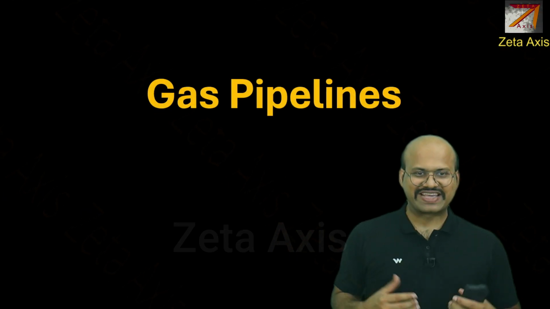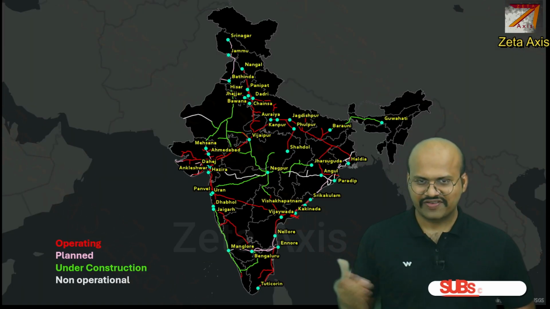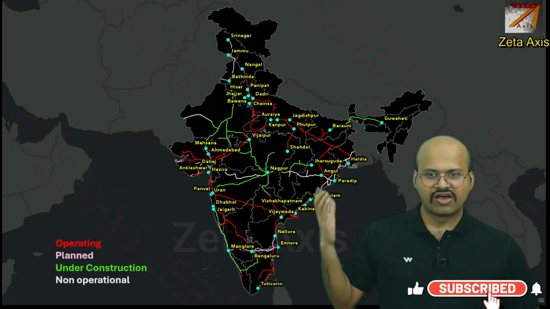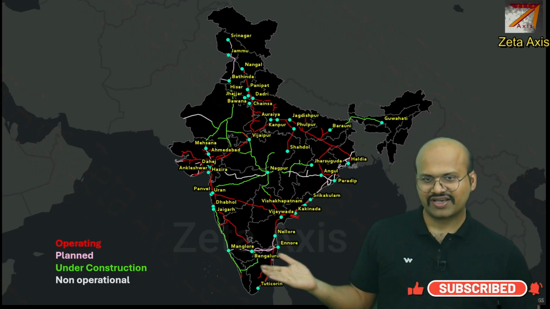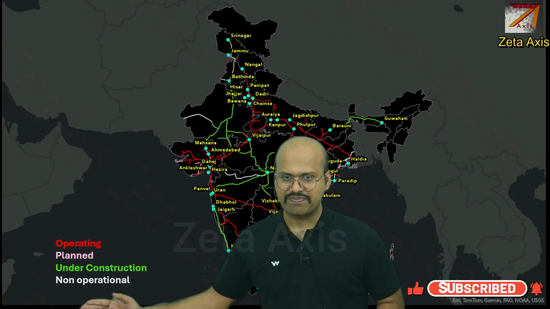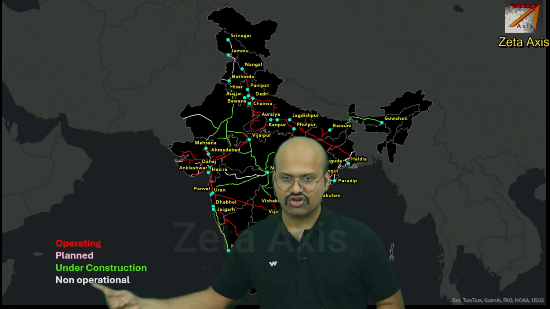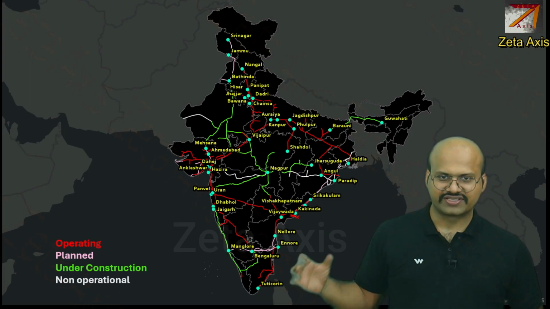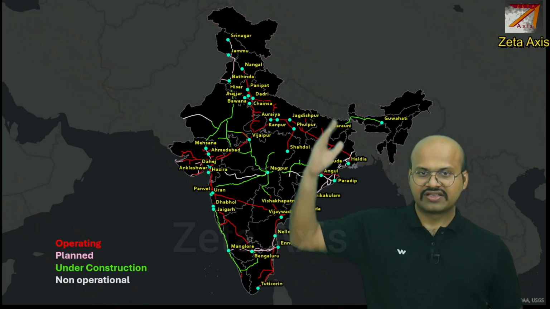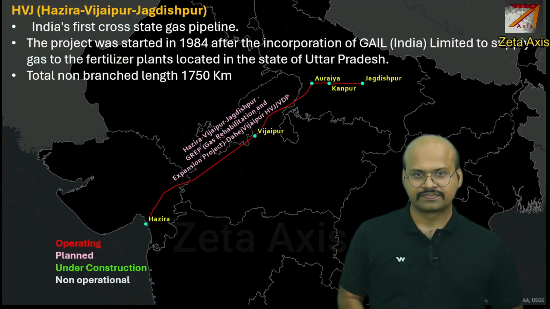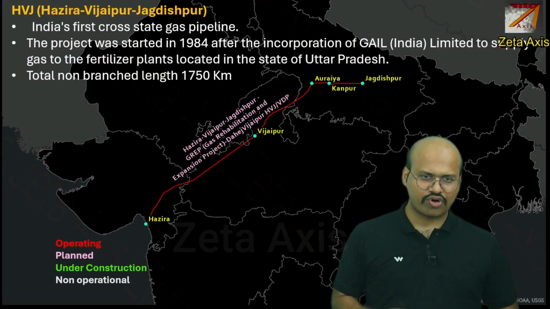Now let's discuss the gas pipelines of India. Here we can see the total planned and operating network of gas pipelines in India. The different colors indicate the type of pipeline, whether they are operating, planned, under construction, or non-operational. So each of these colors indicates the status of that pipeline. So we will see the important gas pipelines.